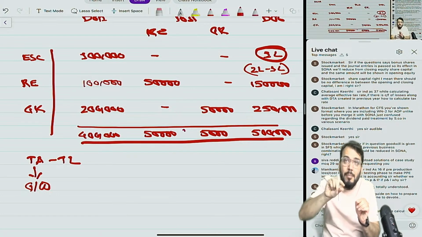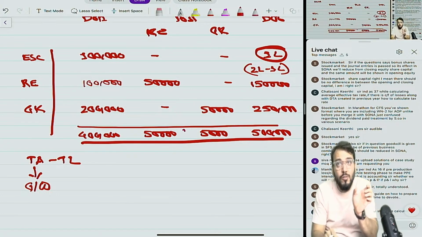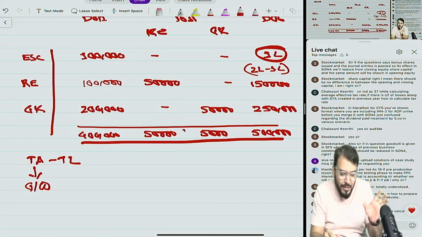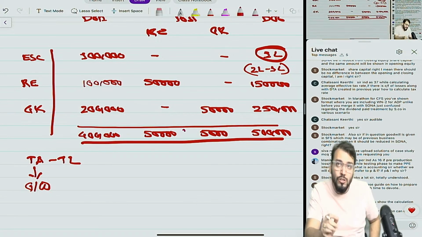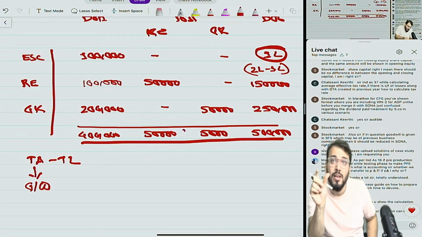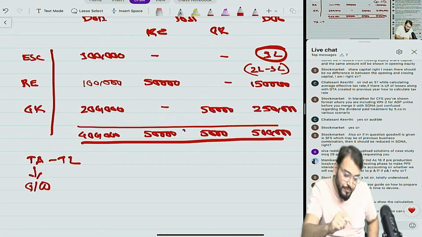So any goodwill given in the balance sheet should be deducted to find out the fair value of INA. That is 100% correct. Whatever you are saying is correct. I think you are requiring clarification. Understood? So I have taken one question where I have deducted goodwill from the INA only. Understood? Have you understood, stock market?